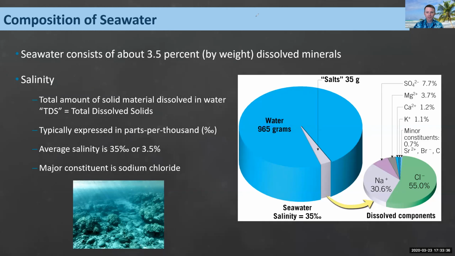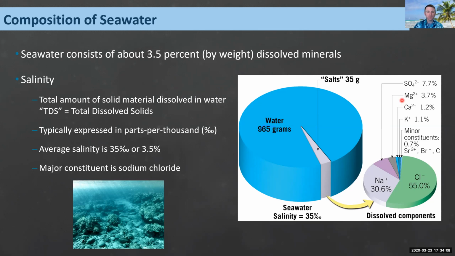If you had 1,000 grams of salt water, 965 grams of that would be just plain old water, pure H2O, and then the other 35 grams would be something like dissolved salt, so sodium chloride, which is what we use for table salt to eat. And there's a lot of other little minor salts in there too, with sulfates and calcium and all those other things that come from all the minerals we talked about at the beginning of the year.